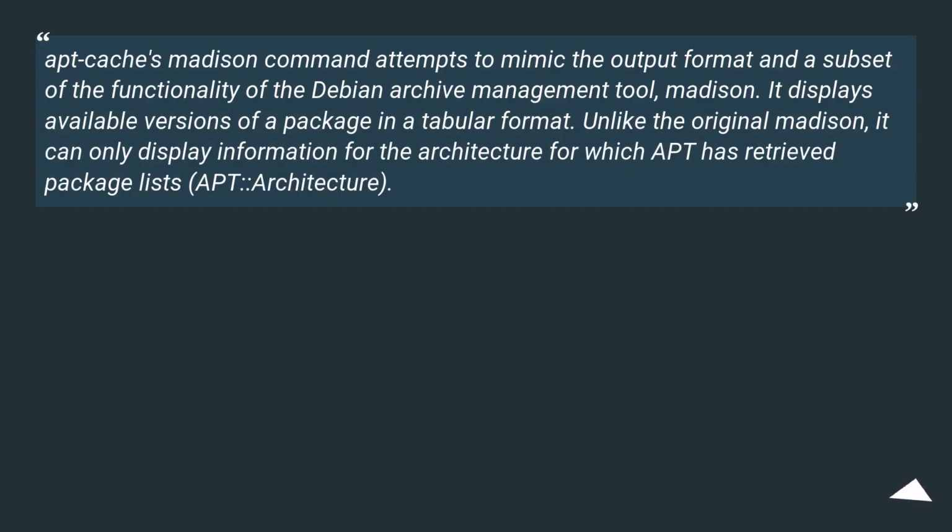apt-cache's madison command attempts to mimic the output format and a subset of the functionality of the Debian archive management tool, madison. It displays available versions of a package in a tabular format. Unlike the original madison, it can only display information for the architecture for which apt has retrieved package lists, APT::Architecture.